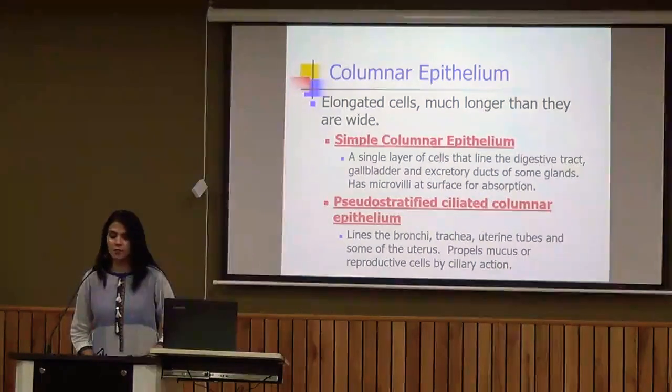Then we have simple columnar epithelium, a single layer of cells that lines the digestive tract, gallbladder, and excretory duct of some glands. Then we have pseudo-stratified ciliated columnar epithelium. Basically, cilia are present. Cilia are hair-like projections which help to move the mucus in the forward direction. Ciliated columnar epithelium is present in the respiratory tract.